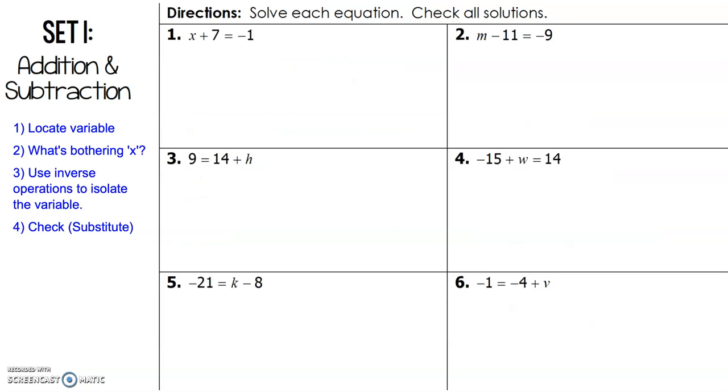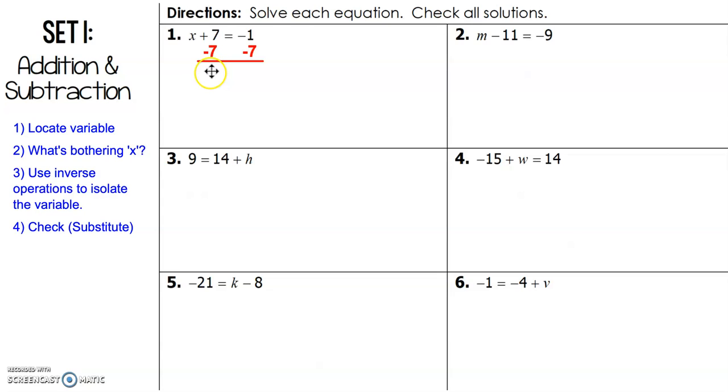So first let's take a look at addition and subtraction. All right, we have our steps over here on the left. So locate the variable first. It's here. What's bothering x? Well, we have that plus 7 next to the x. So that's the thing that we need to get rid of. So what's the opposite of addition? That's using our inverse operations. We're going to subtract the 7.